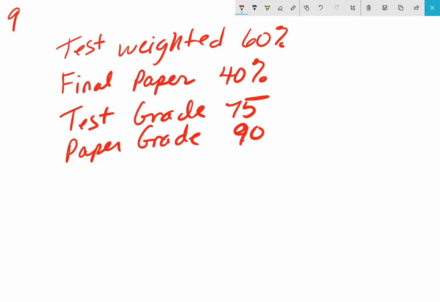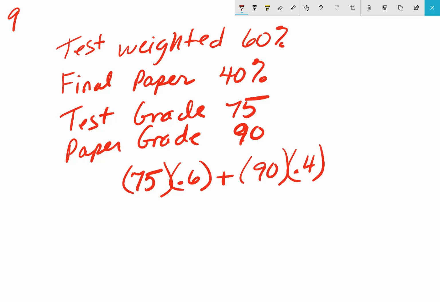On these problems where you're just trying to figure out somebody's average in a class, all you have to do is multiply whatever the grade is by the weight that it has. All right, so 75, the test, has a weight of 60%, so times 0.6. And then the 90 paper has a weight of 0.4, 40%. All right, and if you want to, you can put on the bottom the sum of the weights, 0.6 plus 0.4, which is just 1, and that's not going to change anything.